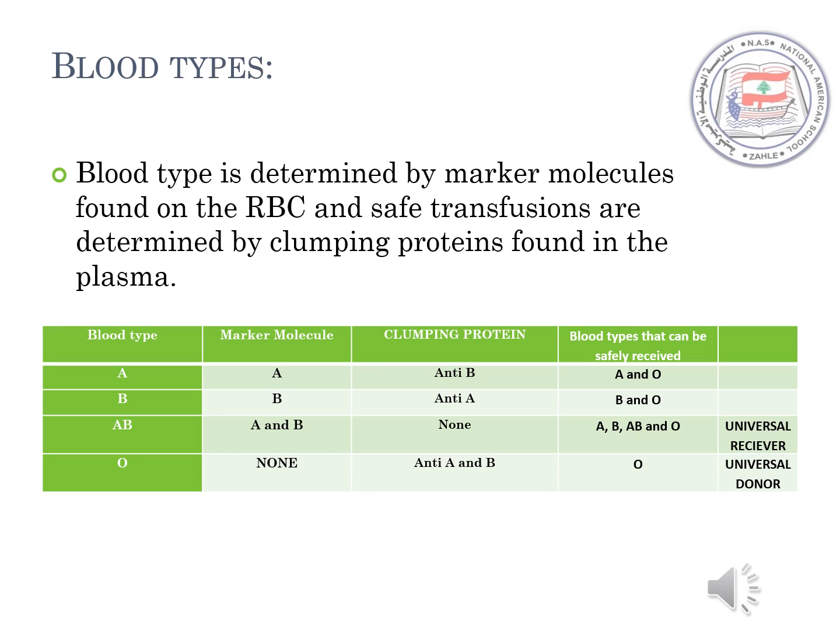Blood types. Blood type is determined by the marker molecules found in the red blood cells, and safe transfusions are determined by clumping proteins found in the plasma. The table below shows us the 4 blood types A, B, AB, and O, each having a marker molecule on the red blood cells and what clumping protein it contains in its plasma, what types of blood it can safely receive, and what type of blood it cannot. As you can see, as an example, blood type A has a marker molecule A, clumping protein anti-B, and can safely receive A and O.